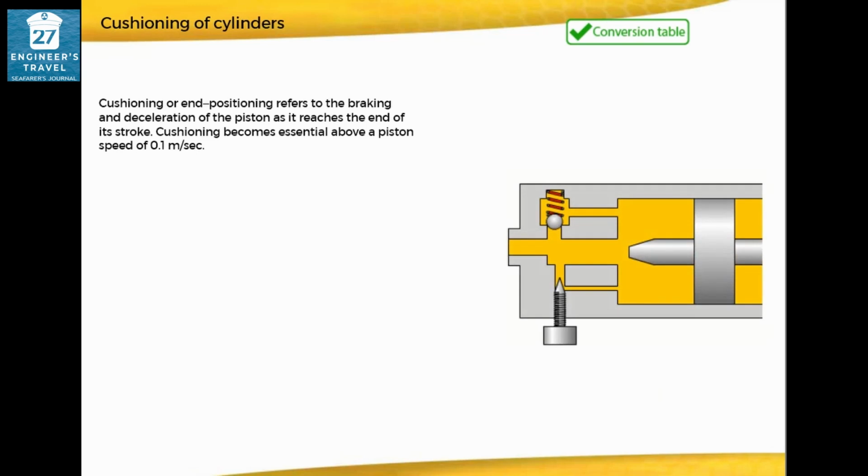Cushioning, or end positioning, refers to the braking and deceleration of the piston as it reaches the end of its stroke. Cushioning becomes essential above a piston speed of 0.1 meters per second. Here you will see an example of the end cushioning mechanism at the cap end. The cushioning of the rod end is similar.